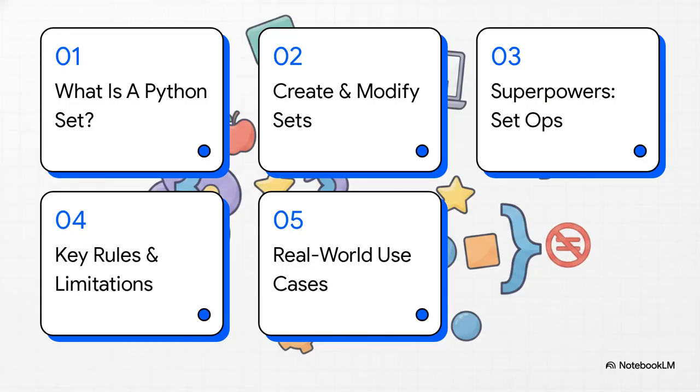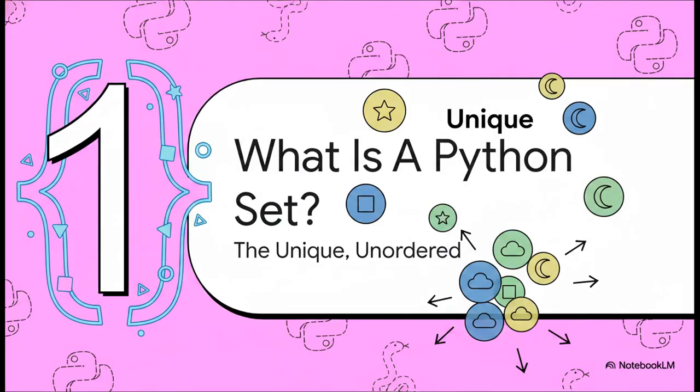So here's what we're going to cover. First, what is a Python set? Then we'll get into how to actually create and change them. After that, we'll unleash their superpowers, the set operations. We'll also touch on some key rules and limitations, and finally, we'll look at some practical, real-world examples. Let's do it. Okay, first up, what exactly is a Python set?